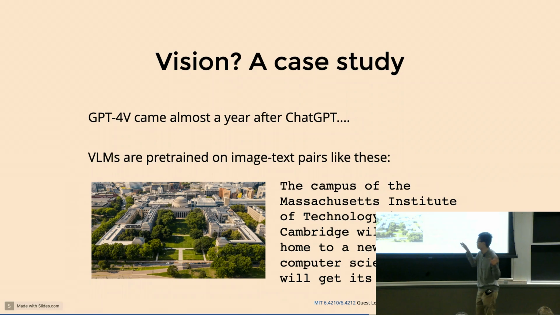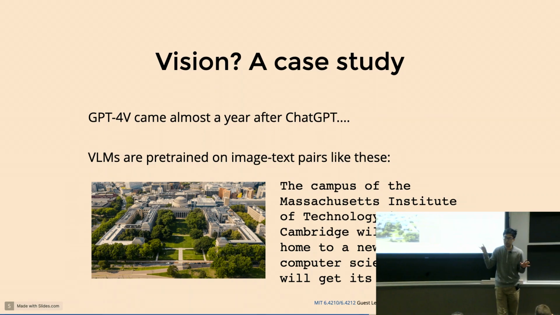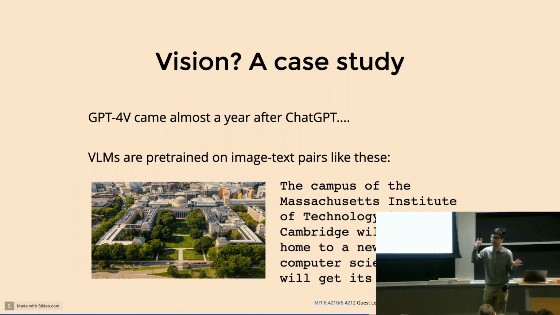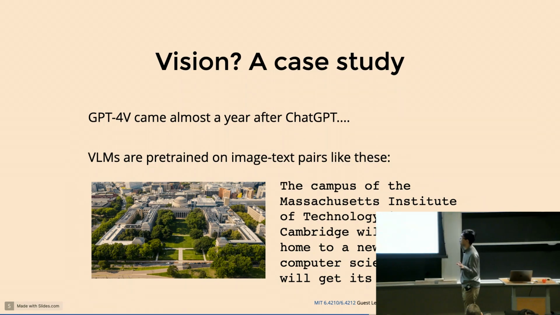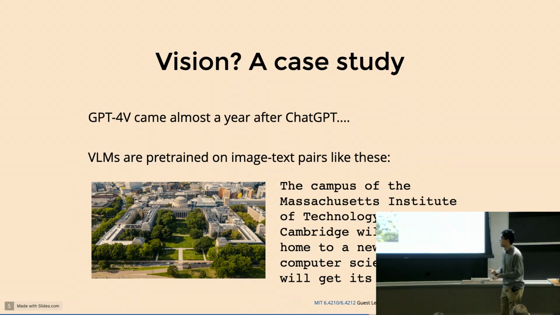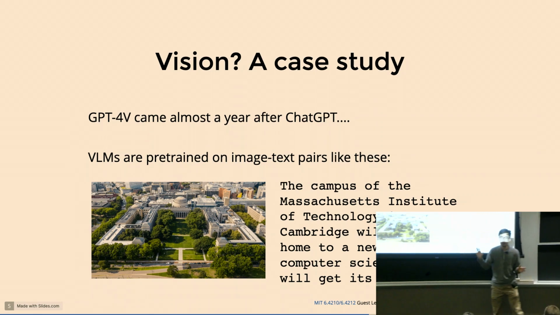That's a relationship. And vision language models are pre-trained on image-text pairs like this. For example, here I have an image of MIT, and this is a caption associated with that image I found online, right? So you can imagine that I can just crawl the internet and get all this paired data of images and text. And you can pre-train an encoder by learning a contrastive representation of that. How many of you know contrastive learning?